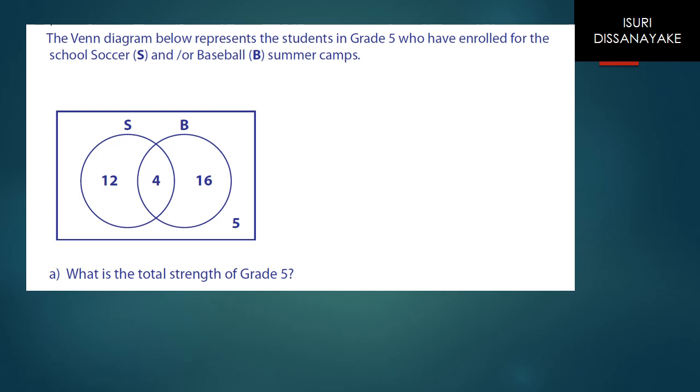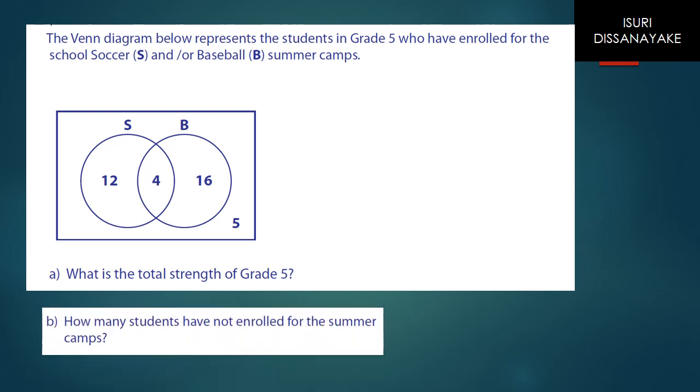Look at this question. The Venn diagram below represents the students in grade 5 who have enrolled for the school soccer and baseball summer camps. So this is the information. S stands for soccer and B stands for baseball. First question is, what is the total strength of grade 5? And the next question is, how many students have not enrolled for the summer camps? So I'll give you a few seconds. Check and see whether you could answer this question.